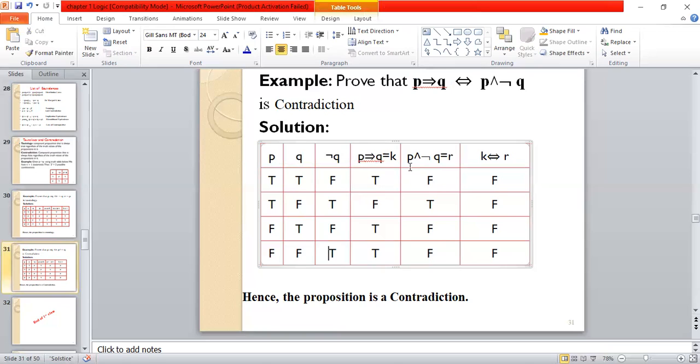Then P implies Q bi-implies P and negation of Q, these two statements. When we are connecting two statements by bi-implication, they become true when they have the same truth value, otherwise it's false. So true bi-implies false is false, false bi-implies true is false. So you can see that the truth value of the compound proposition becomes all false, regardless of the truth values of the component propositions. Hence the given compound proposition is a contradiction.